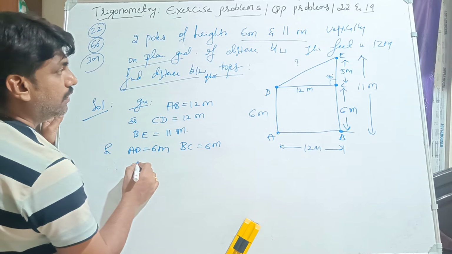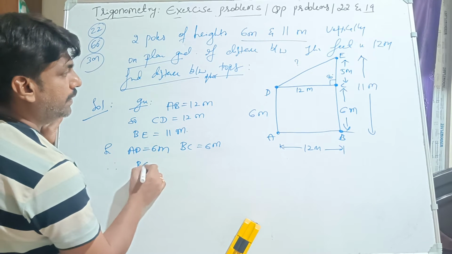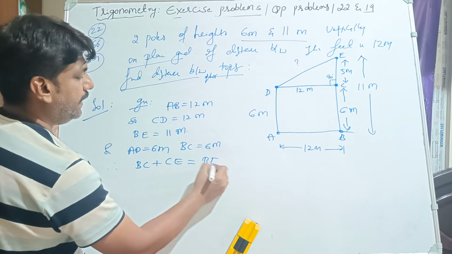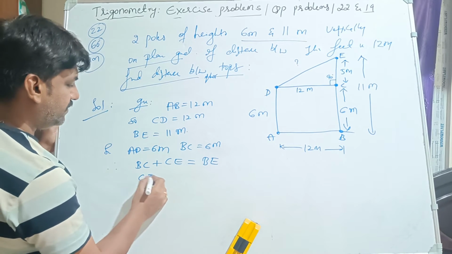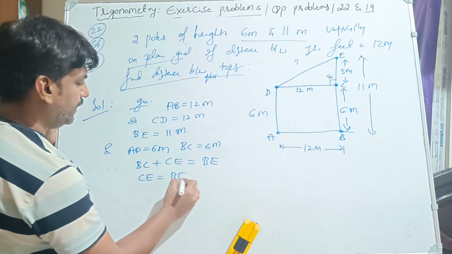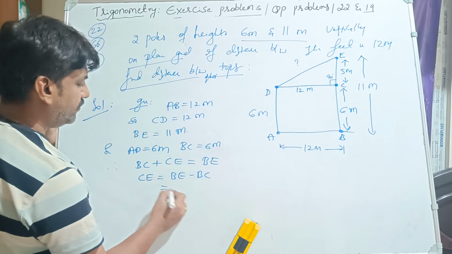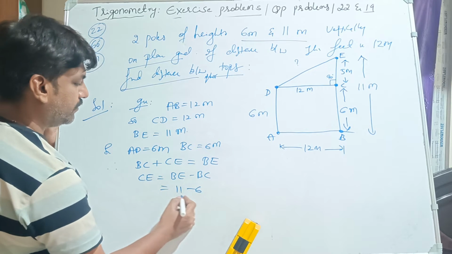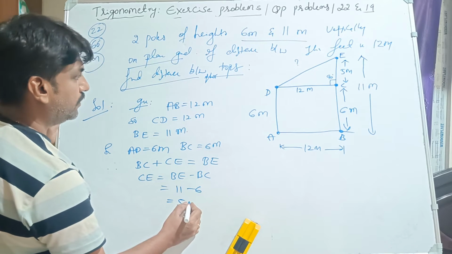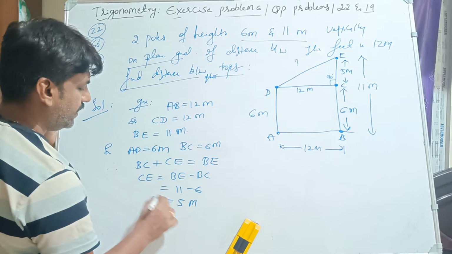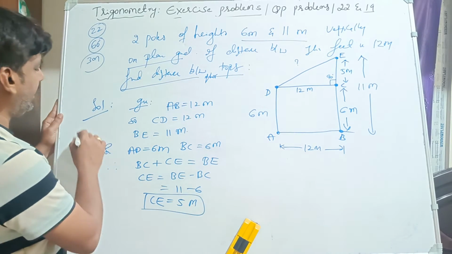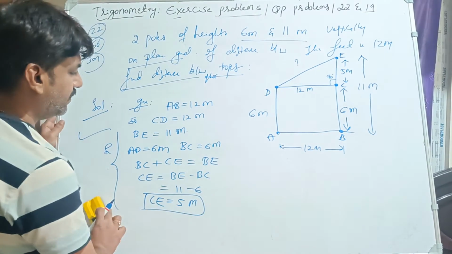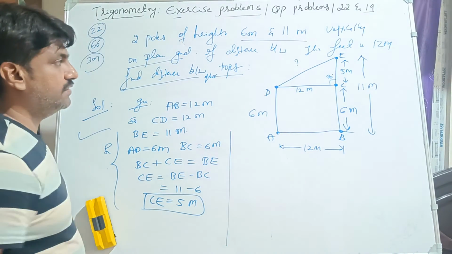Therefore, we can write BC plus CE is nothing but BE. So how to calculate CE? CE is BE minus BC. What is BE? 11. What is BC? 6. What is 11 minus 6? 5. So it is 5 meter. What is CE? 5 meter. In the descriptive part, you should write like this, so that you will get the marks. Directly if you write, you will not get marks. So that is what CE we found.